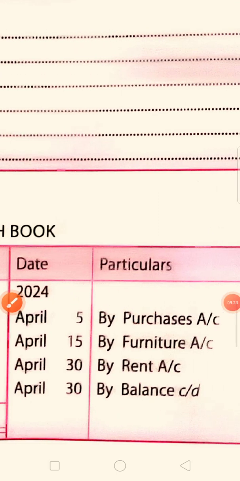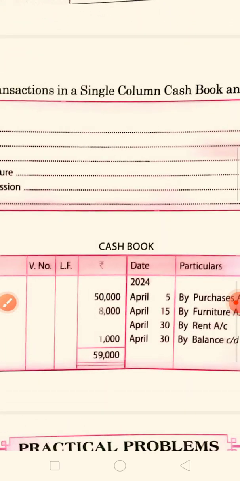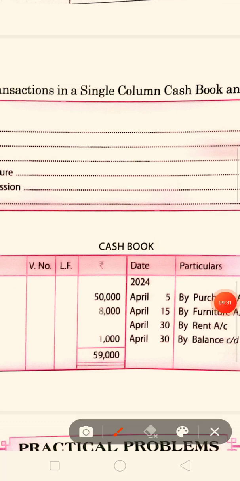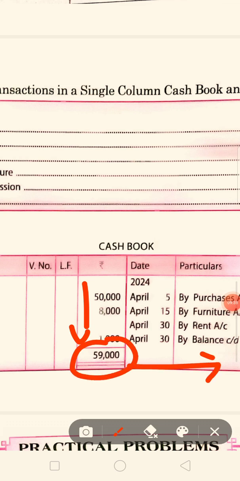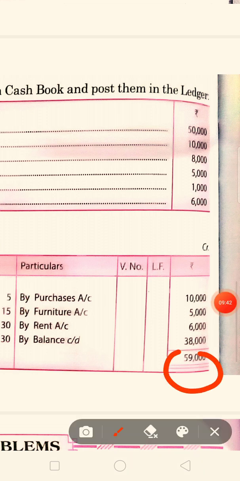My dear student, we have written every dealing and transaction in the cash book. Now we have to calculate the balances. The two side total is higher, 59,000. This total will be transferred to the buy side. Now this is 59,000. From this 59,000 we have to subtract 10,000, 5,000 and 6,000. Then we can calculate that the answer is 38,000, and this is the balance c/d.